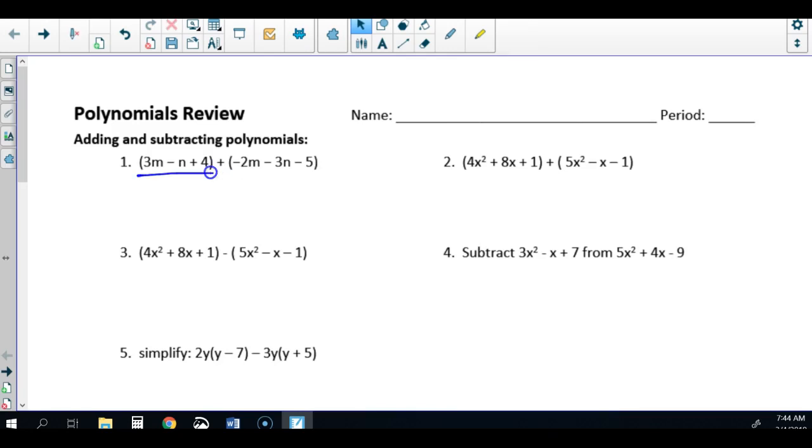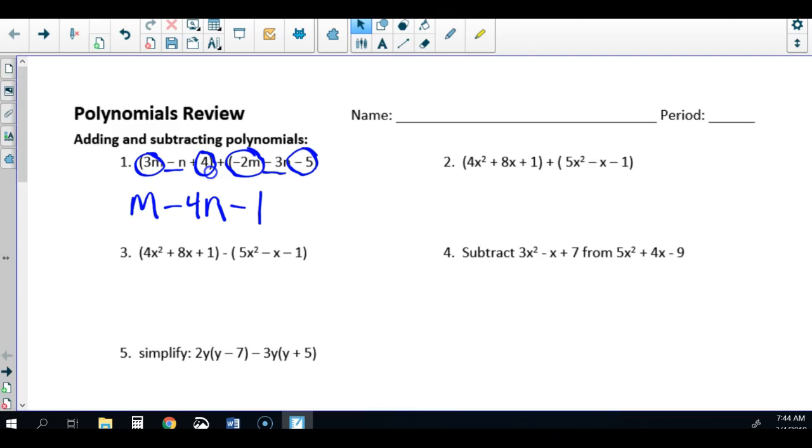We got a trinomial over here plus a trinomial over there. We add the like terms together. With the m's first, we got 3 and -2, gives me 1m. The n's are next. I got a negative n, negative 3n is minus 4n. And then we look at our constants, the non-variables. 4 minus 5 is minus 1.